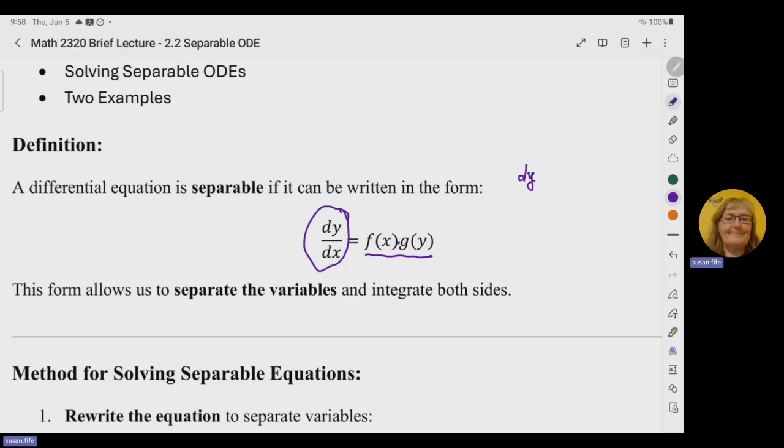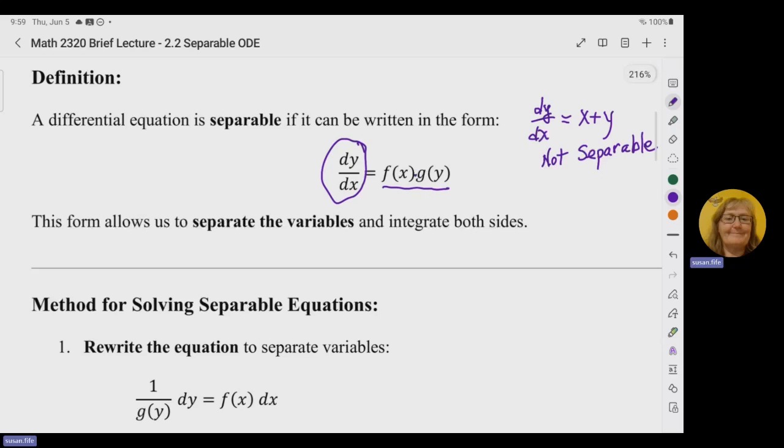Notice that something like dy over dx equals x plus y is not separable because x plus y cannot be factored into a function of x times a function of y. So this is not separable. But we'll look at two examples today on separable equations.